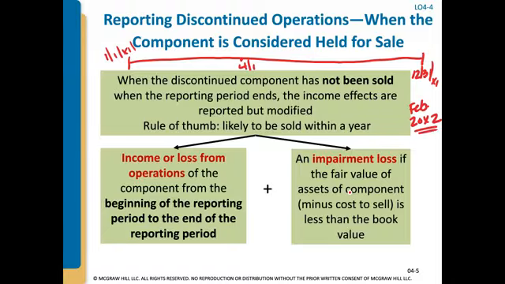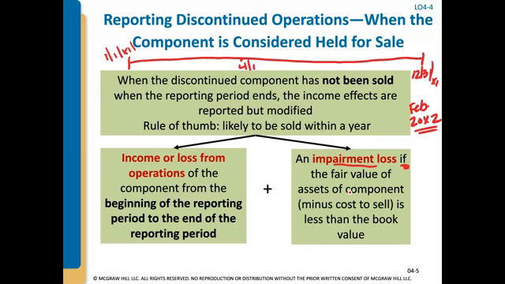So it doesn't happen till the end of the following year, past my reporting period. When that is the case, you have to report also the income or loss from the operations of the component from the beginning of the reporting period to the end of the reporting period, plus the impairment loss, which is, so it's not always a given, if the fair value of assets of the component minus the cost to sell is less than the book value.